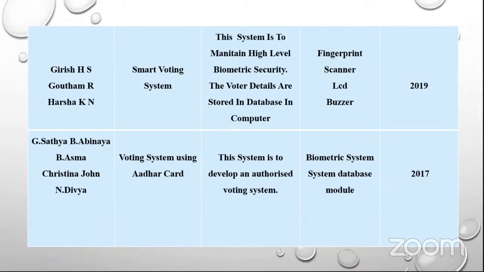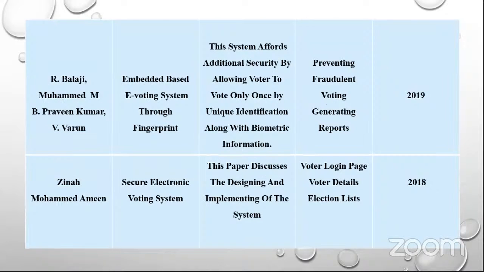It has features like the biometric system, which is nothing but a pattern recognition system, and a database module. It stores the templates of the voter, like name and date of birth. Coming to the embedded e-voting system through fingerprint, it offers fingerprint and Aadhaar card verification. The features the author described in this paper are preventing fraudulent voting, which can be done through fingerprint verification, and generating reports, where the system automatically generates reports like results.